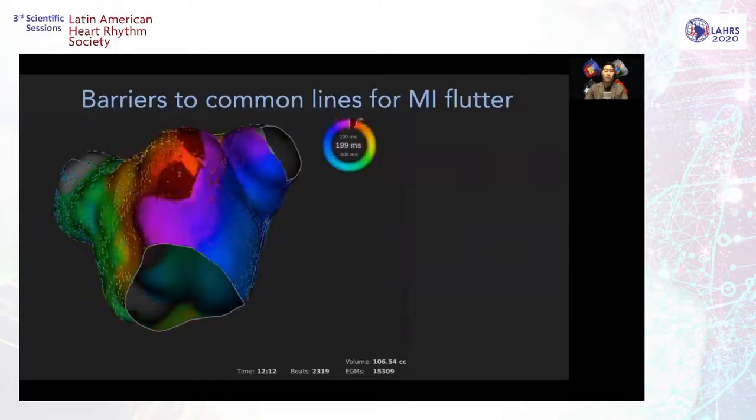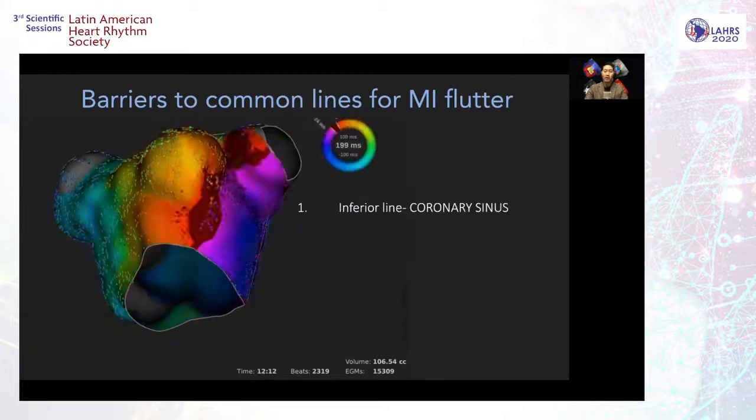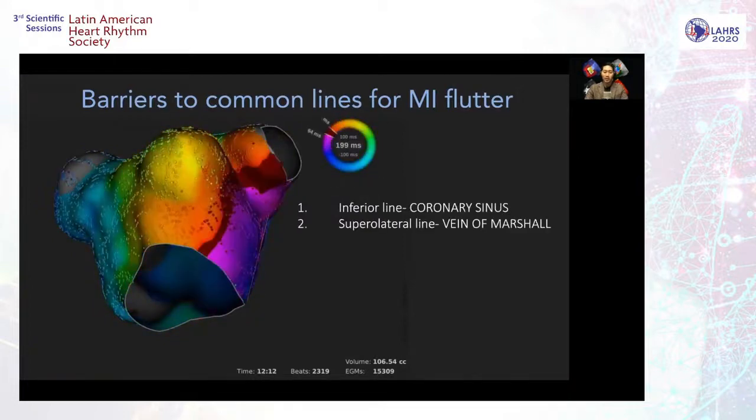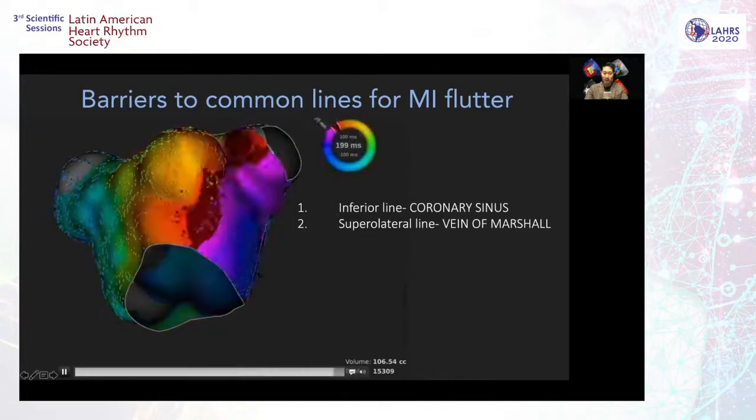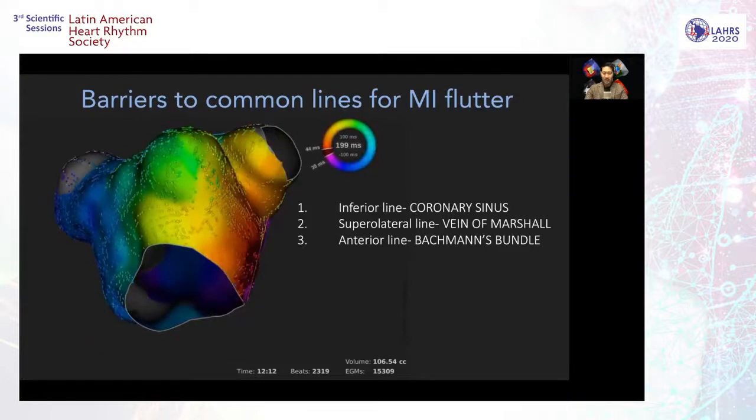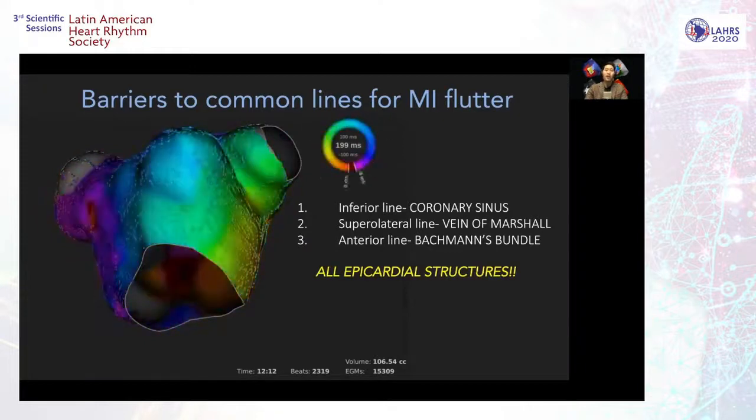Now, perhaps the most relevance of the epicardium is really why we struggle with mitral flutter so much. So what are the barriers to some of these lines? Well, the inferior line, you have the coronary sinus. Superior lateral line, which is across from the appendage to the mitral annulus, you have to contend with the vein of Marshall. The anterior line, which is longer, but many people say thinner, does have to cross Bachmann's bundle region. These are all epicardial structures. So no matter where you want to draw a line for the mitral flutter, you're going to have to cross one of these epicardial structures.